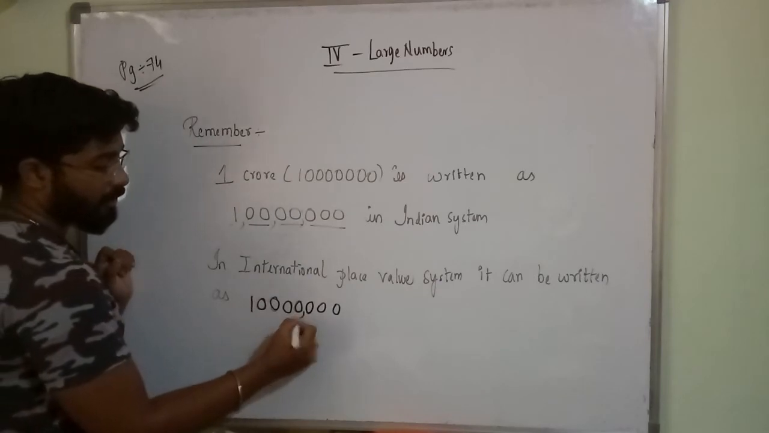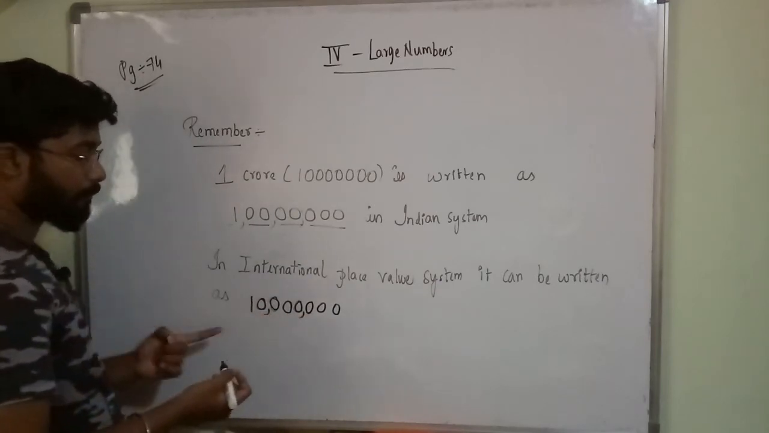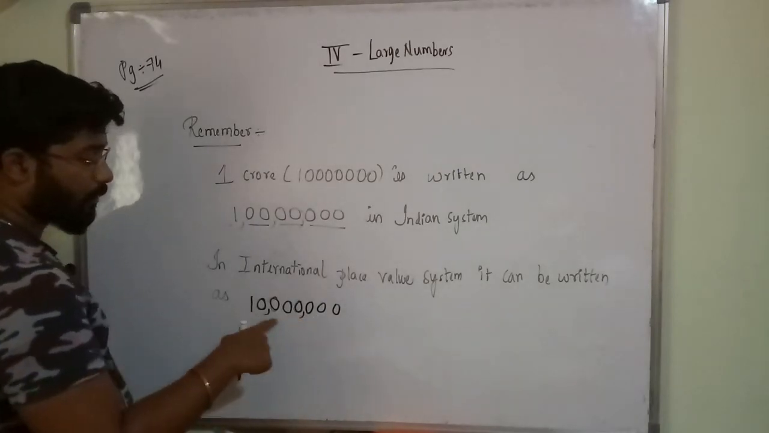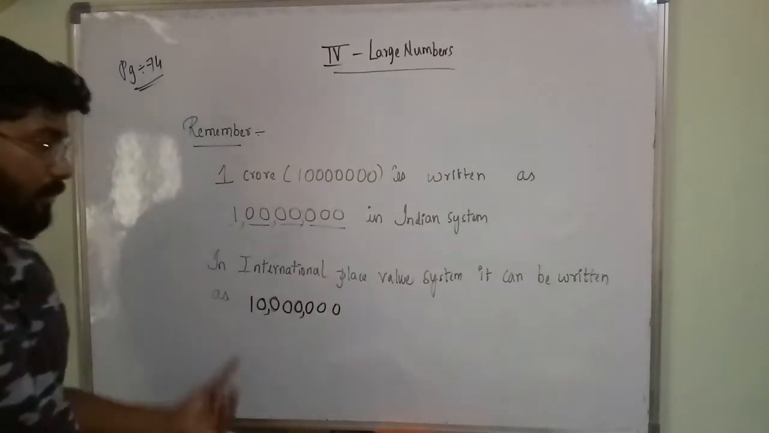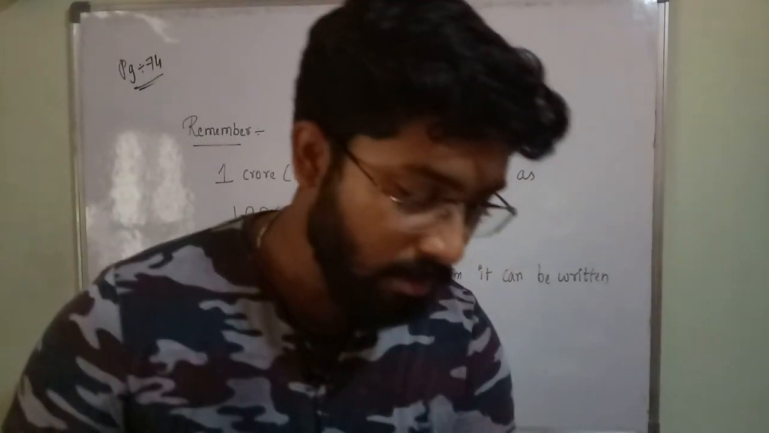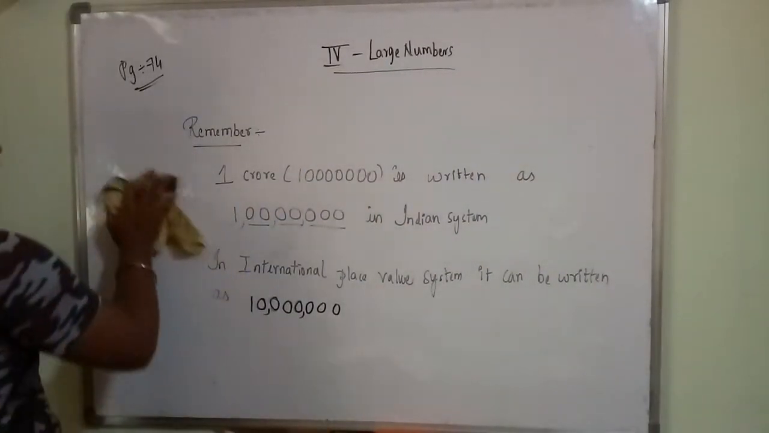So after 3 digits 1 comma, after 3 digits 1 comma. So this can be written like this. This is ones period, thousands period, this is millions period. This number is 10 million. Okay, so the same number is represented differently in different systems.